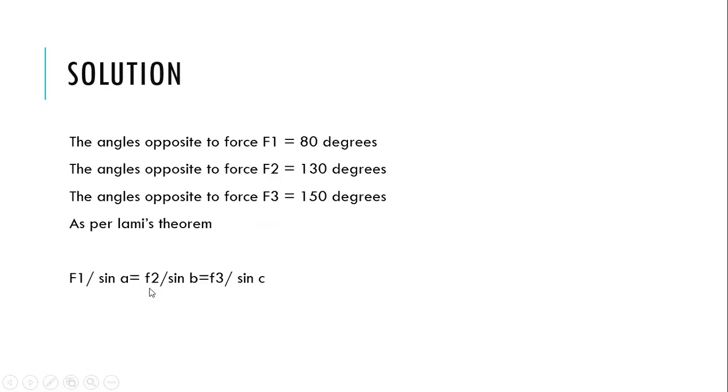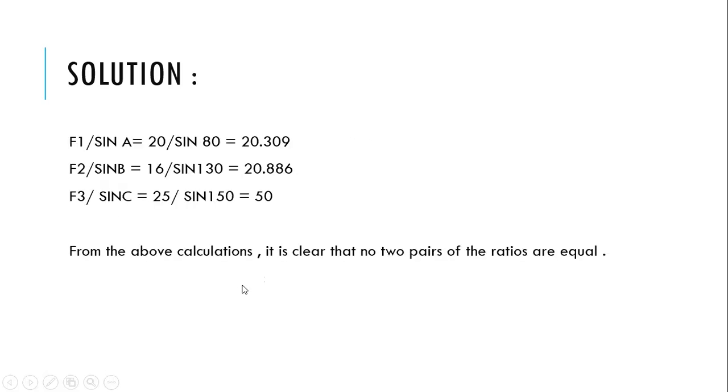Then as per Lami's theorem, update the equation: F1 by sine alpha is equal to F2 by sine beta. Sorry, this is not sine alpha, it is sine A. In the general formula, it is defined as alpha, beta and gamma. According to our convenience, we can change the letter notation as A, B, C. So F1 by sine A is equal to F2 by sine B is equal to F3 by sine C. Now, find out the force ratio.